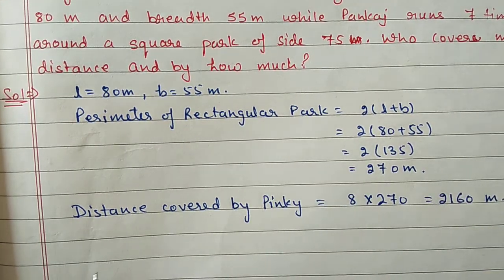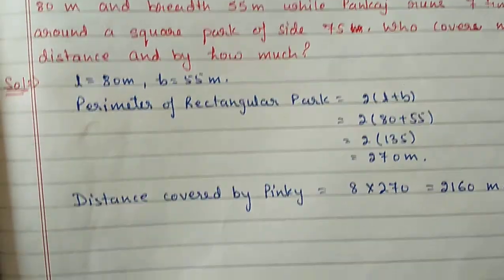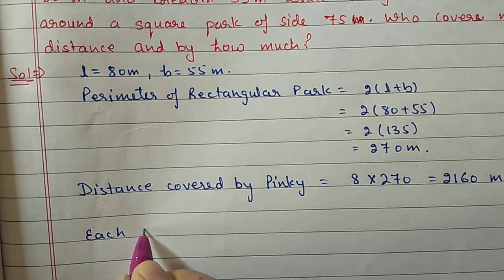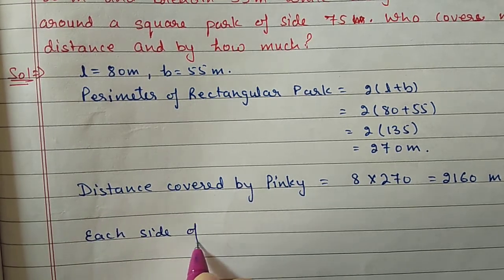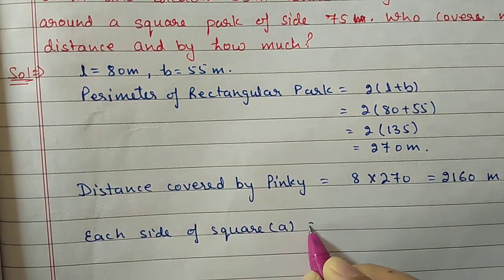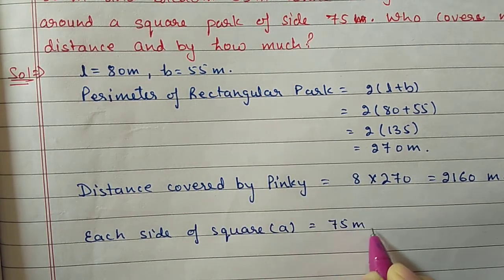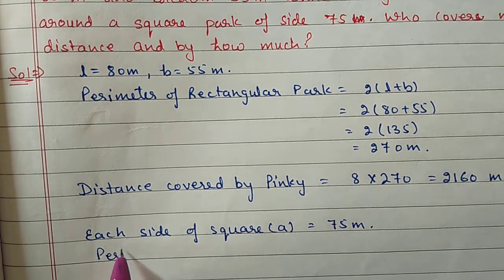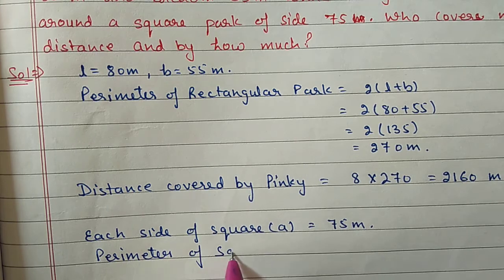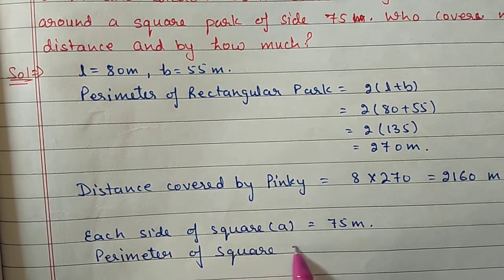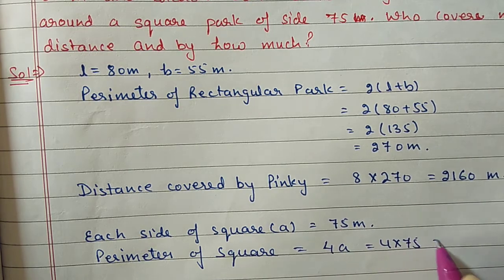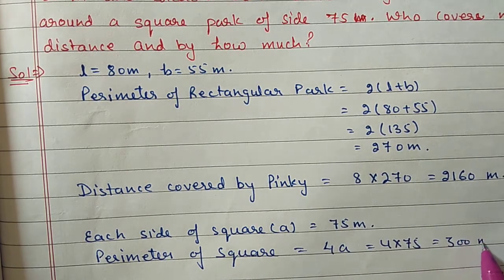Now we will calculate for Pankaj also. Each side of the square is given. We can take A, it is given 75 meter. So perimeter of square is equal to 4A, means 4 into 75, which is equal to 300 meter.